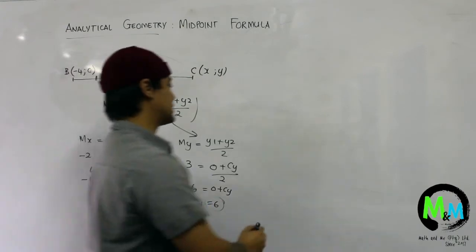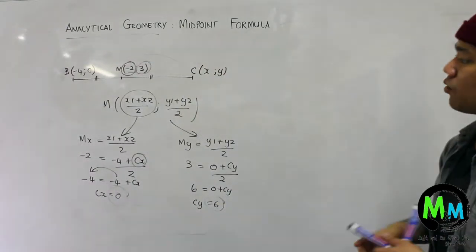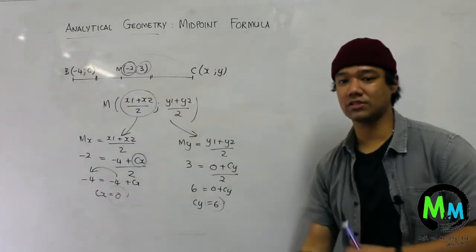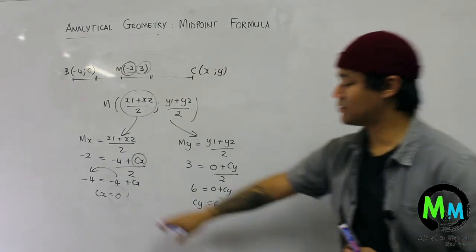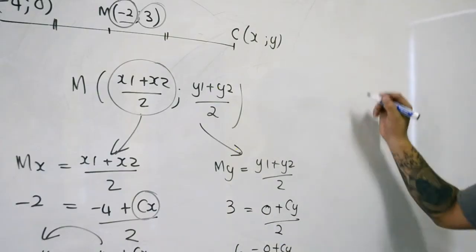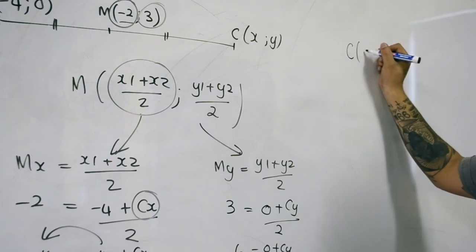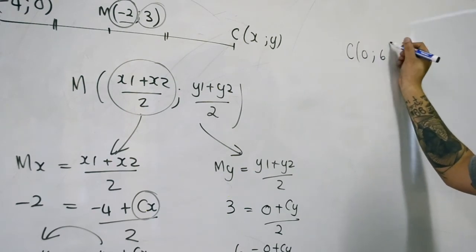Have C's x, have C's y. Always just remember, answer the question. If they're asking what are the coordinates of C, don't leave it here. Write it in coordinate form. So C's coordinates will be 0 and 6.